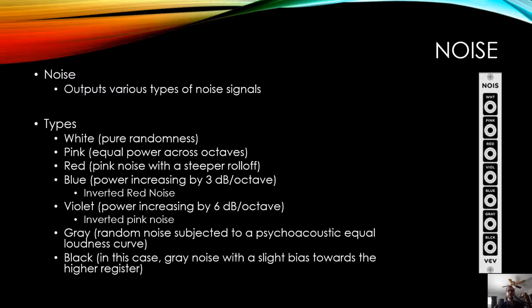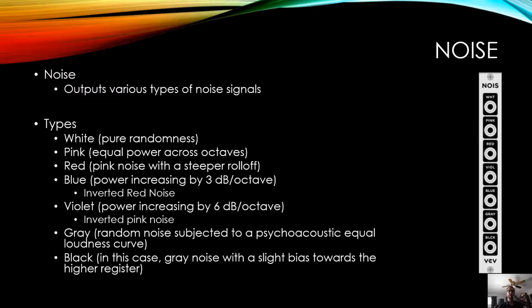Noise is a noise generator. It just outputs noise. There are no inputs. Now, the types of noise are connected to their outputs. White noise is pure randomness. Pink noise is equal power across the octaves. Red noise is pink noise, but with a steeper roll-off. So that's going to be even more bass heavy.